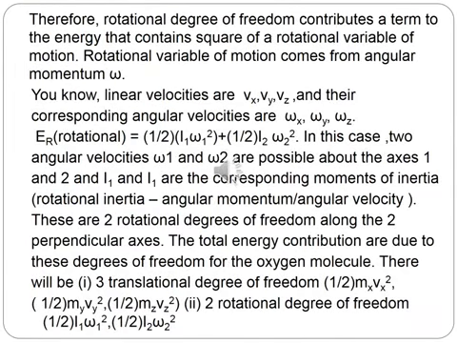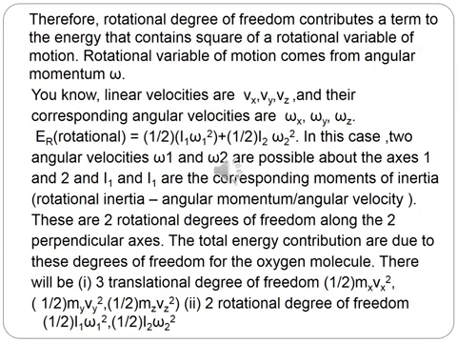Therefore, a rotational degree of freedom contributes a term to the energy that contains a square of a rotational variable of motion. The rotational variable of motion is the angular momentum. You know, linear momentum is the product of mass and velocity. So, angular momentum will be the momentum of a body when it is in rotation. It is numerically equal to mvr, where m is the mass, v is the linear velocity, and r is the radius of the circular path through which it has moved about the axis of rotation.